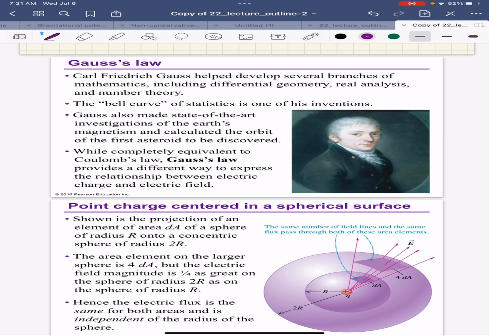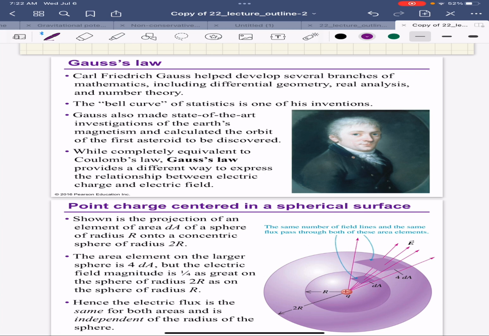Just a little bit about Gauss. He was a scientist who helped develop several branches of mathematics, including differential geometry, real analysis, and number theory. And one of his most important inventions is the bell curve in statistics. Gauss also made state-of-the-art investigations of the Earth's magnetism, and he calculated the orbit of the first asteroid that was discovered.